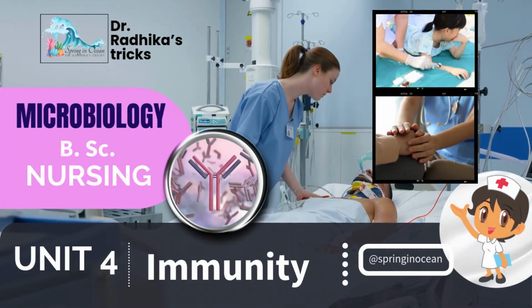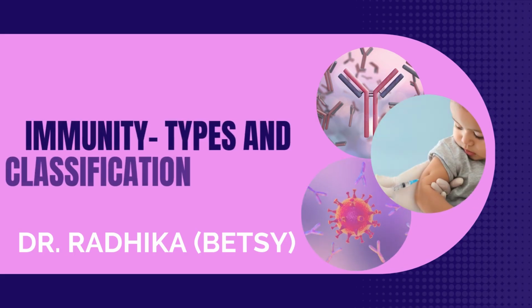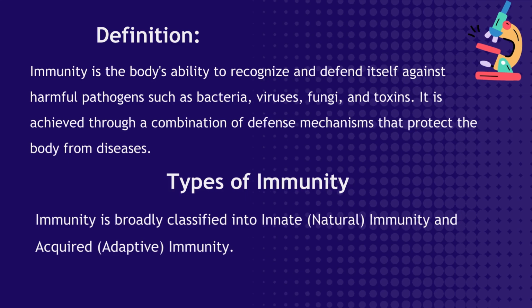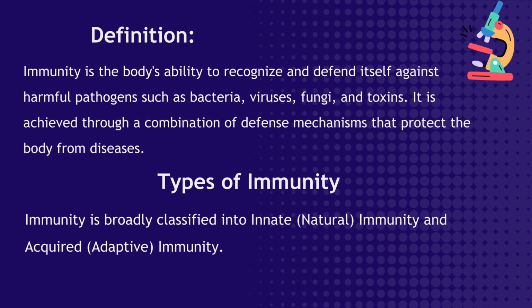Bachelor of Science Nursing, Microbiology, Unit 4: Immunity, Types and Classification. Definition: immunity is the body's ability to recognize and defend itself against harmful pathogens such as bacteria, viruses, fungi, and toxins. It is achieved through a combination of defense mechanisms that protect the body from diseases. Types of immunity. Immunity is broadly classified into innate (natural) immunity and acquired (adaptive) immunity.